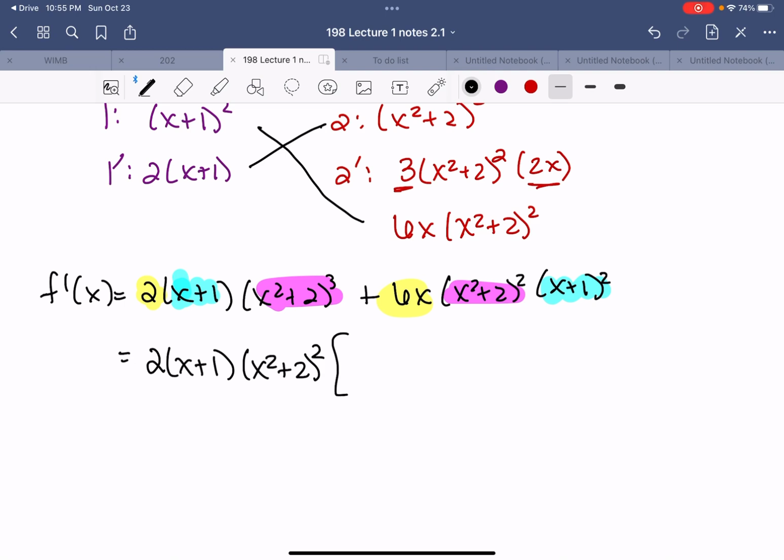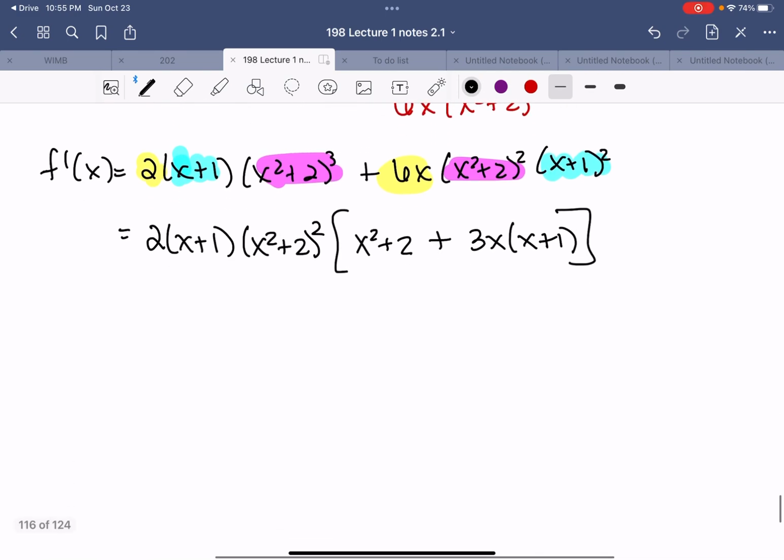Now, what's left? If I look at the first term, I took out the 2, the x plus 1, and 2 of the x squared plus 2, so there's an x squared plus 2 left over. So that goes in the bracket. Plus. From the 6x, I took out 2, so there's a 3x left over there. I took both of the 2 x squared plus 2s, but I only took 1 of the x plus 1, so there's 1 x plus 1 left over.